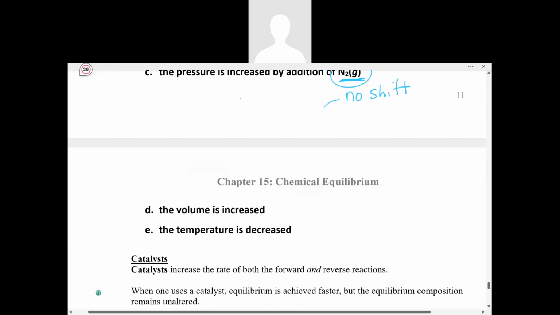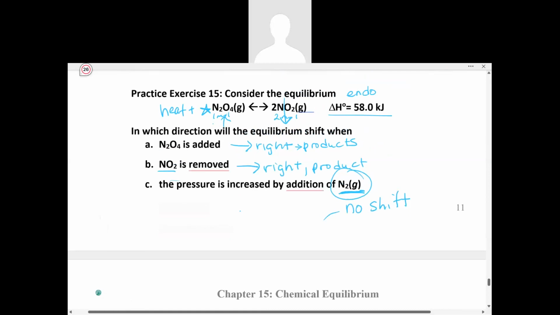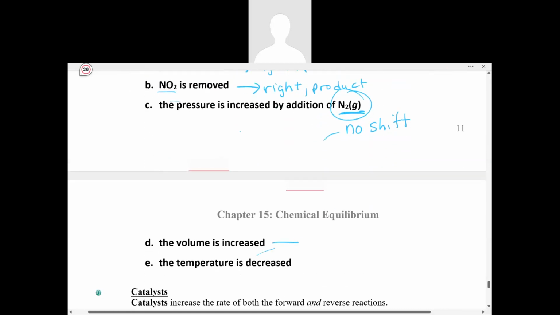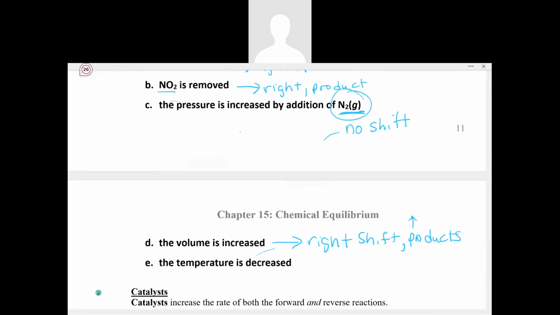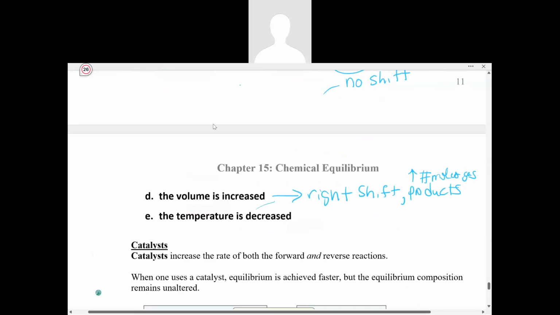Let's take a look at if the volume was increased. So let's go back up here. If we increase volume, we're going to shift to the larger number of moles. So we're going to see a right shift towards products. So we'll say larger number of moles of gas. And then if the temperature is decreased, we'll take into consideration again heat as a reactant. So this is endothermic, so we're decreasing our reactant. So to reestablish our equilibrium in our system here, we would see a shift towards the reactants. And we'll call that a left shift.